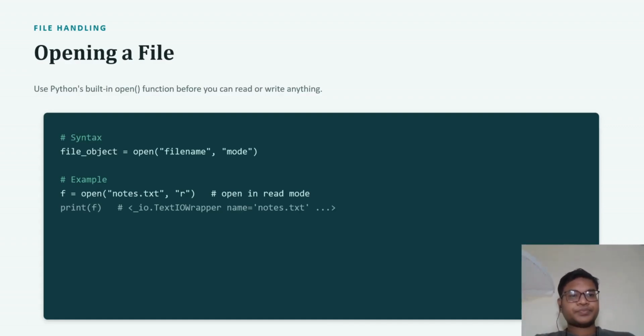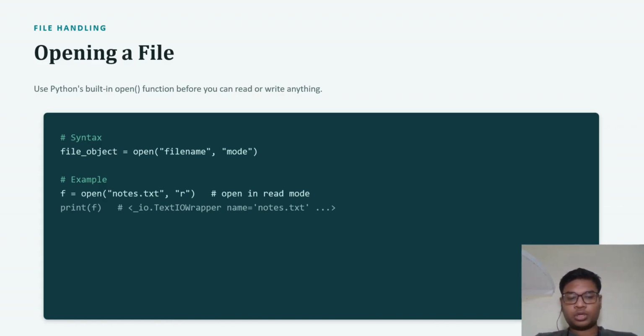Now the most important thing: how do we open a file? Let's go through this in brief, one by one. Let's talk about opening a file, using Python's built-in open function, before you can read or write anything. Always remember the syntax: we have a variable name, the file object, equal to open, then the file name, and then the mode. This is the syntax for opening a file.